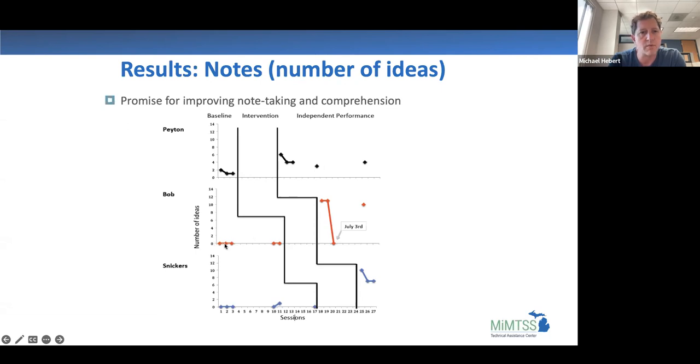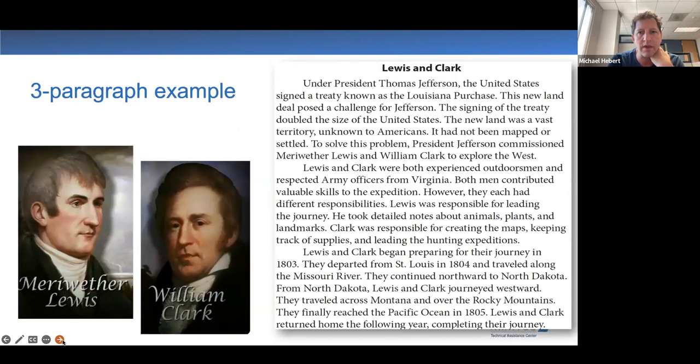You can see Bob here really didn't take any notes when we asked them to take notes and remember information. But then at the end of the intervention, took a lot of notes, except for on July 3rd when he was really interested in fireworks and why am I not out watching the fireworks. Snickers, we had kids sort of choose their own names. One chose Snickers. You'd say really didn't produce any notes, but then was able to produce a lot of notes. And we noticed that these things did improve their reading comprehension. So just teaching kids how to take notes is really helpful for them.